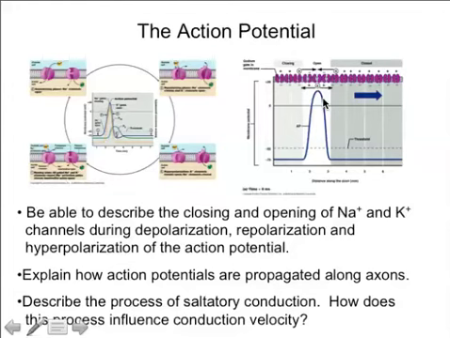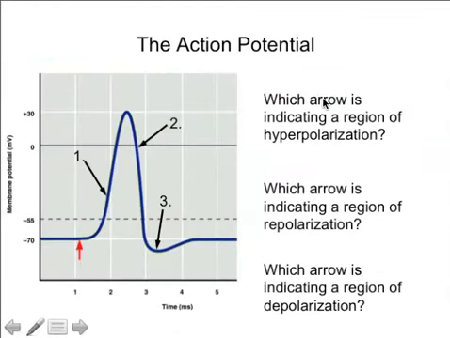Okay, so what we're looking at here is just a curve showing you the different parts of an action potential, and we're asking which arrow is indicating a region of hyperpolarization, and the answer here is arrow 3. Okay, notice in arrow 3 that what's going on is we're actually below the resting membrane potential of minus 70 millivolts. This is due to the influx of potassium into the membrane as those gates remain open and shut very slowly, and the result here is that we actually dip below this resting membrane potential.